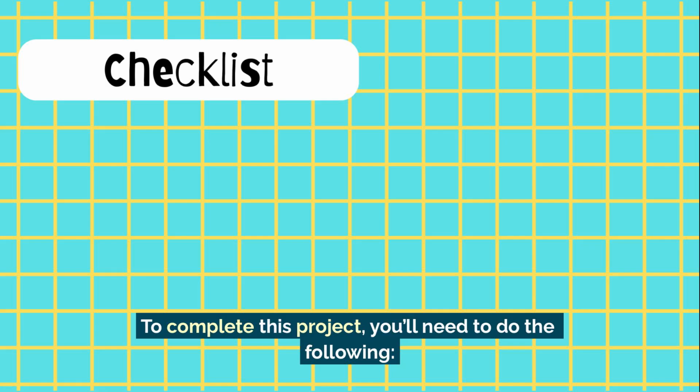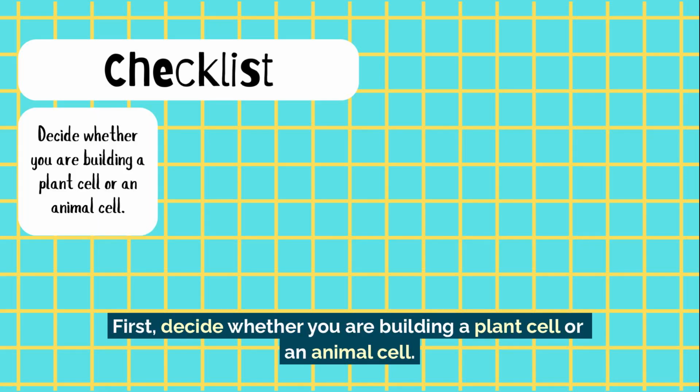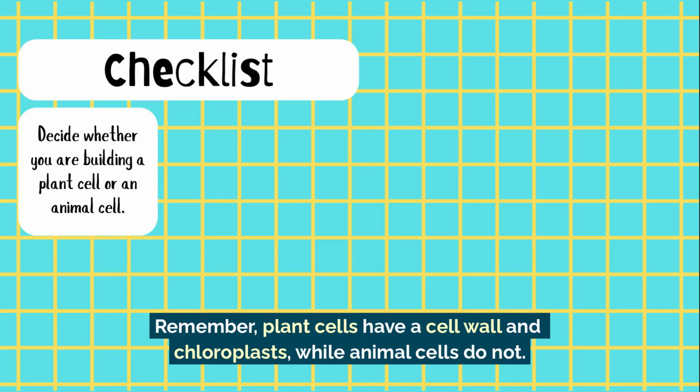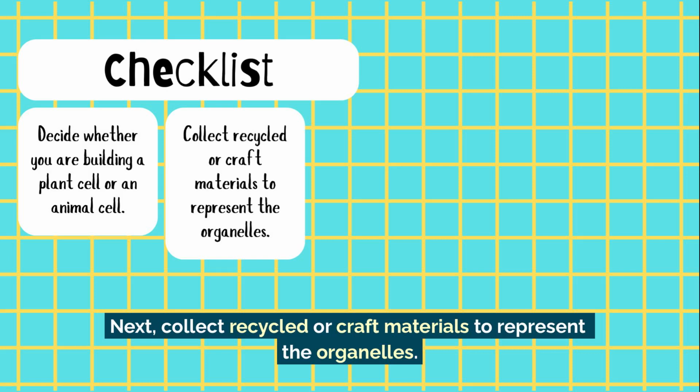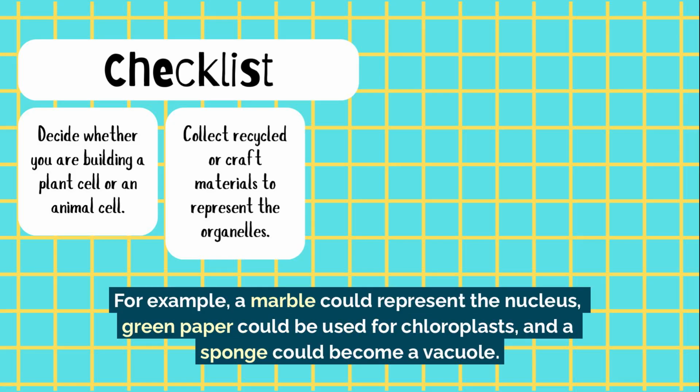To complete this project, you'll need to do the following. First, decide whether you're building a plant cell or an animal cell. Remember, plant cells have a cell wall and chloroplasts, while animal cells do not. Next, collect recycled or craft materials to represent the organelles. For example, a marble could represent the nucleus, green paper could be used for chloroplasts, and a sponge could become a vacuole.